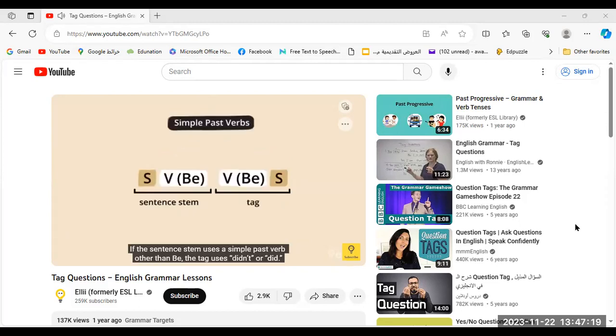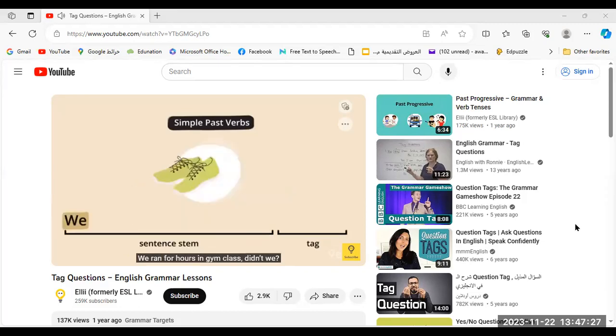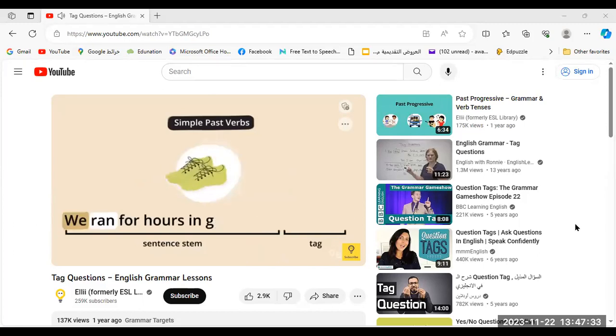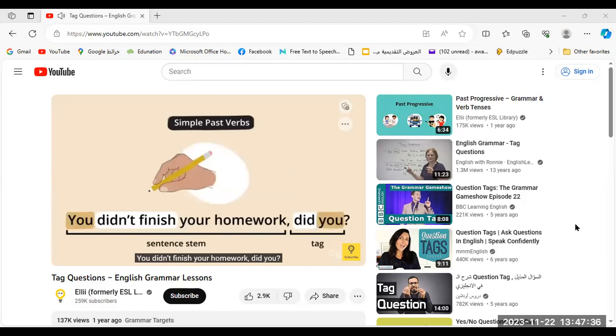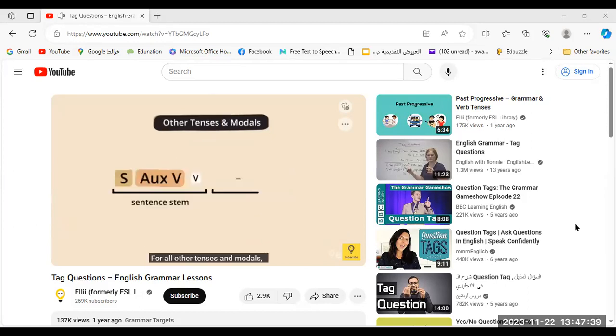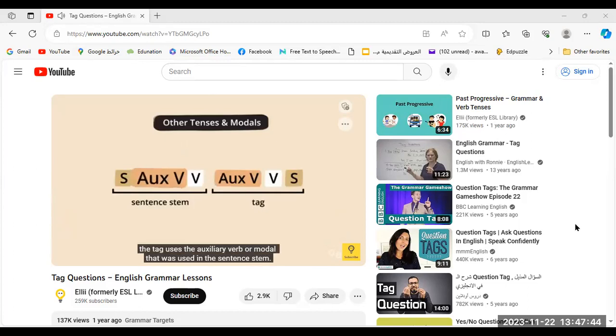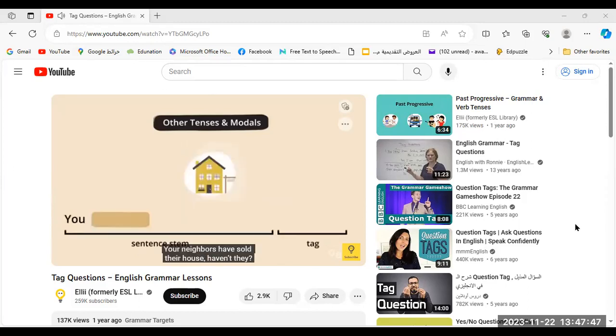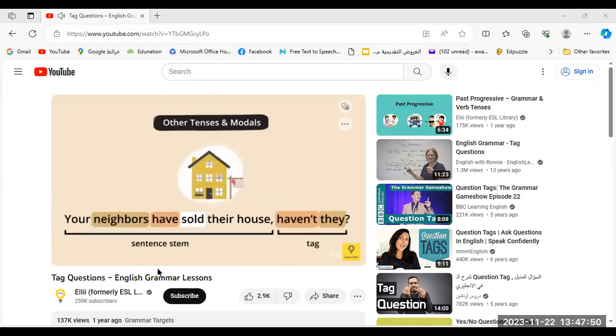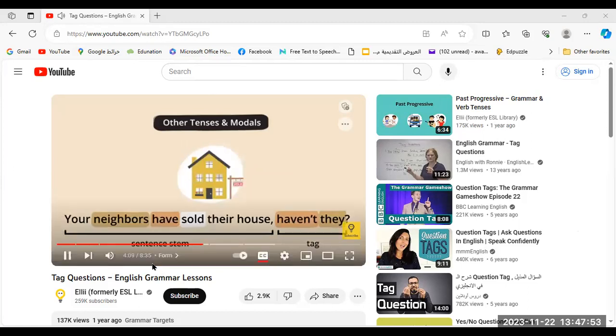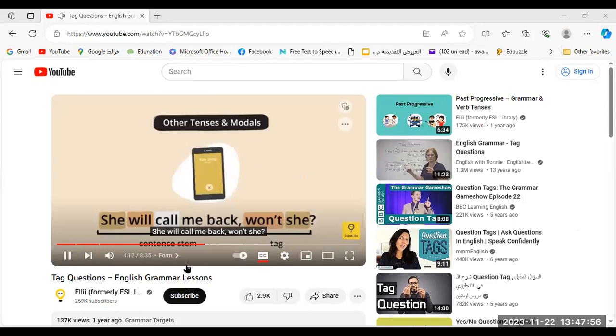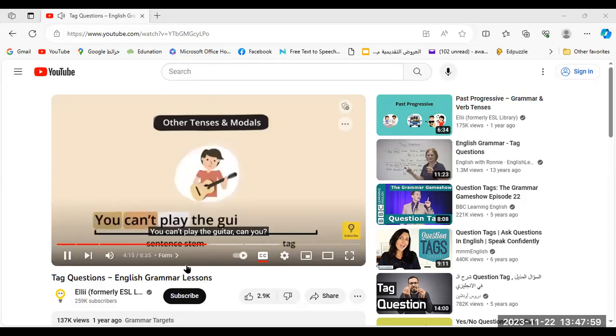If the sentence stem uses a simple past verb other than be, the tag uses didn't or did. For example, "We ran for hours in gym class, didn't we?" "You didn't finish your homework, did you?" For all other tenses and modals, the tag uses the auxiliary verb or modal that was used in the sentence stem. For example, "Your neighbors have sold their house, haven't they?" "She will call me back, won't she?" "You can't play the guitar, can you?"